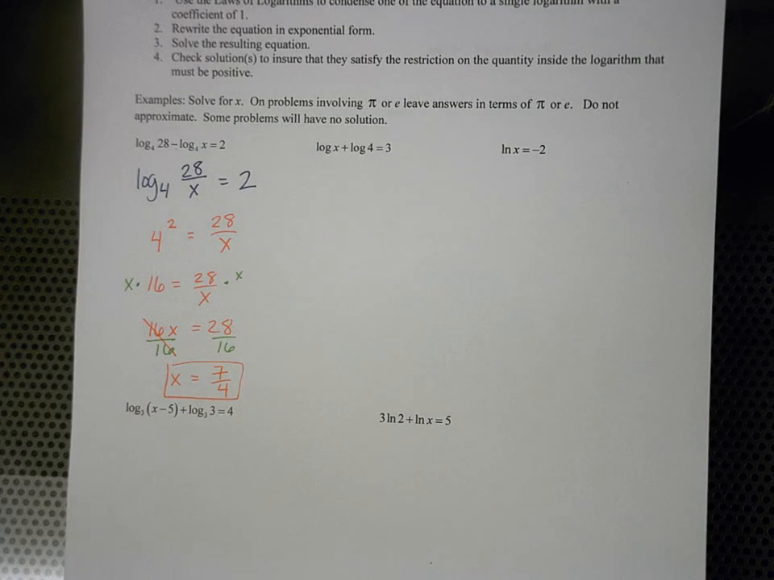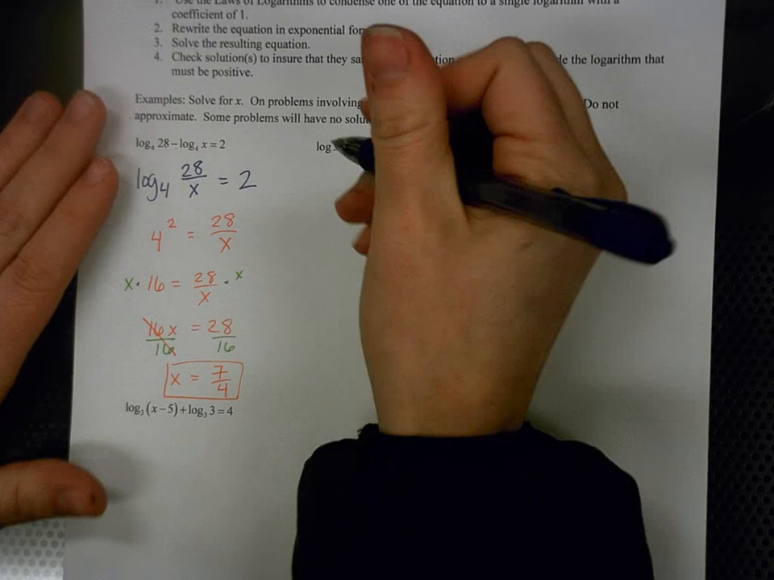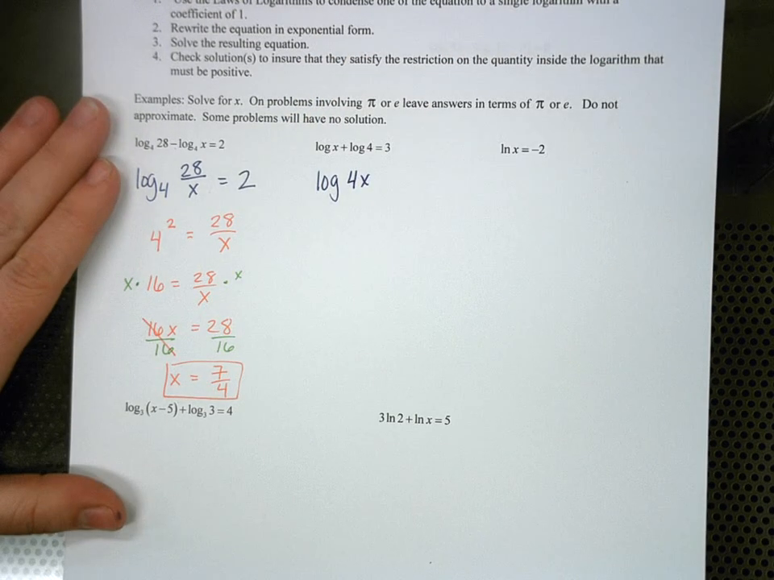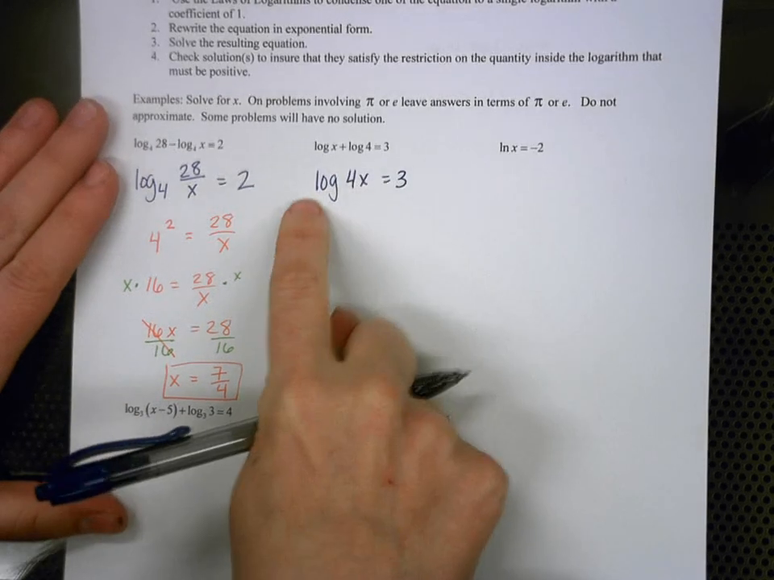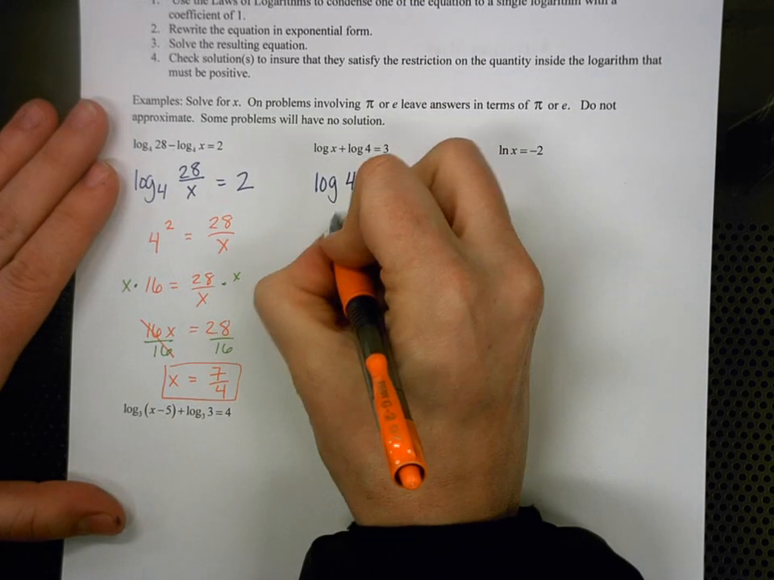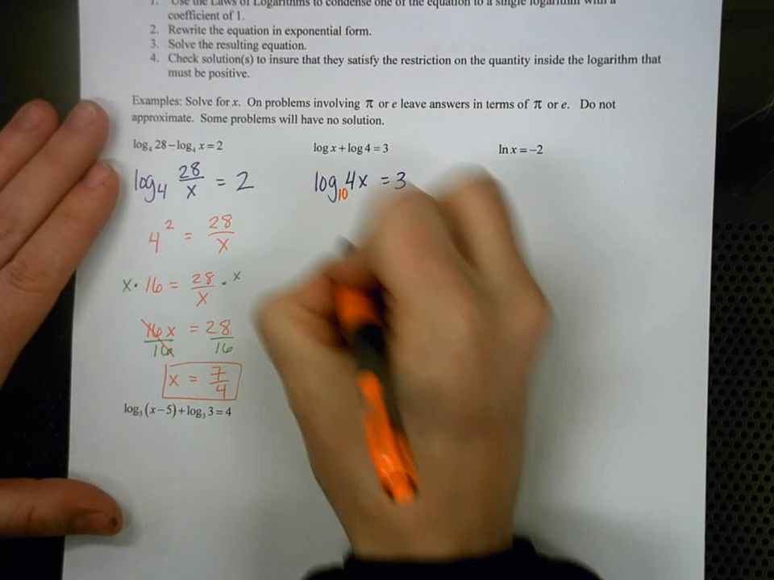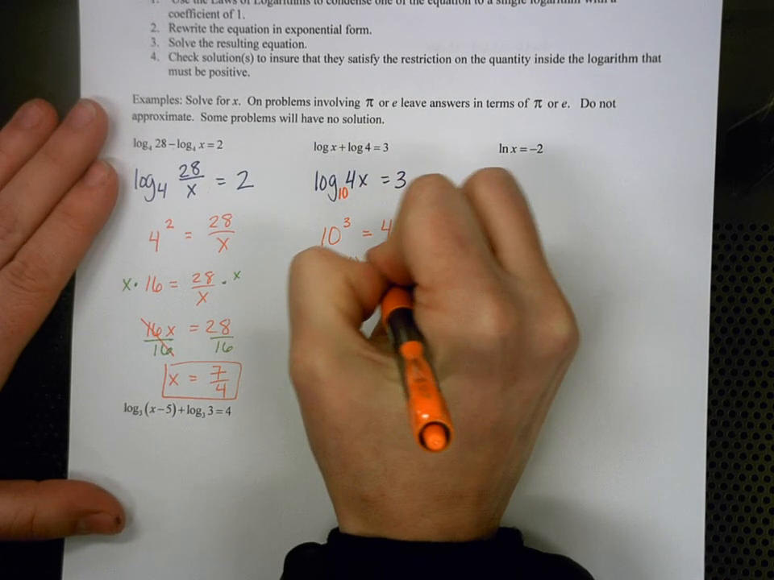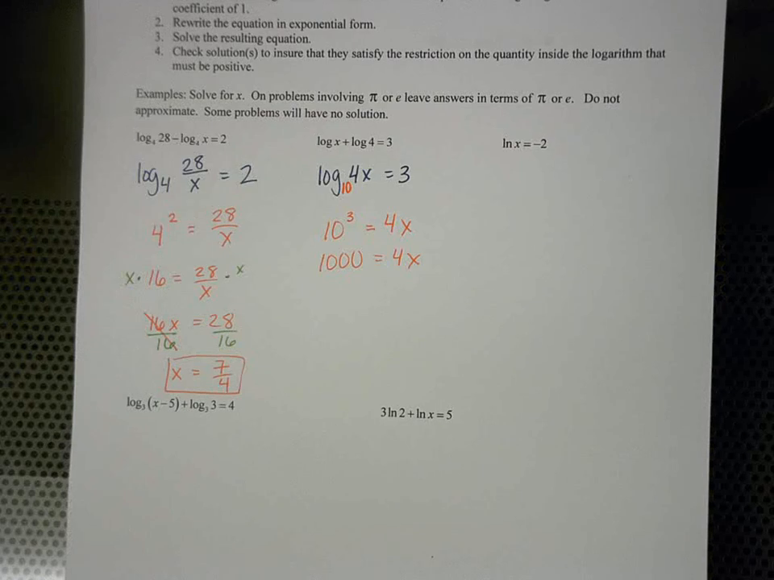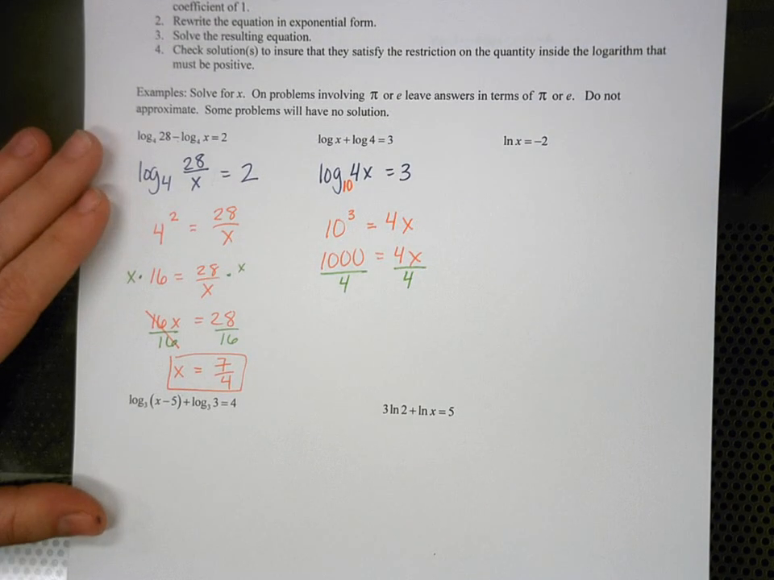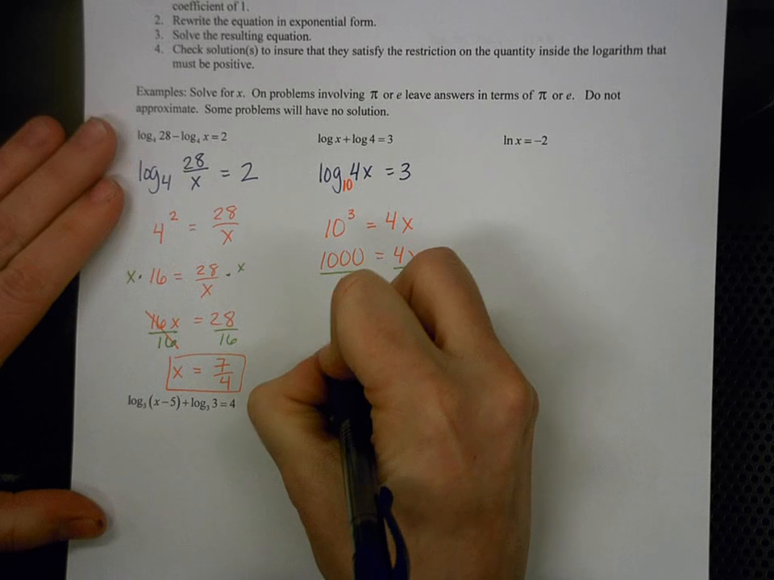Okay, moving to the right. Condense the left-hand side first. We need only one log right here. So, addition means you change to multiplication. X times 4 is 4x. When you have one log on one side, none on the other, change to exponential form. But you have to know your base here. If it's not written, it's a 10. 10 to the third power equals 4x. 1,000 equals 4x. 10 times 10 times 10 is 1,000. So we're going to divide by 4. 1,000 divided by 4 gives you 250.